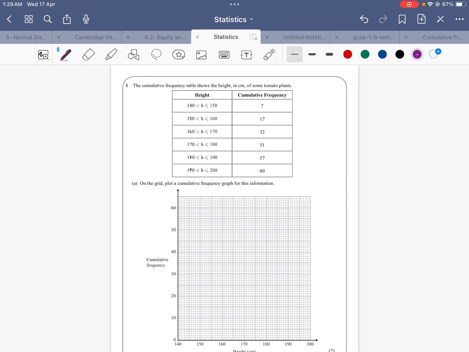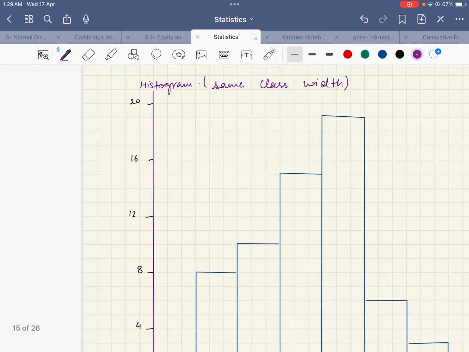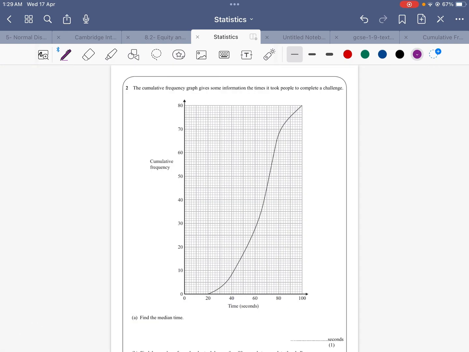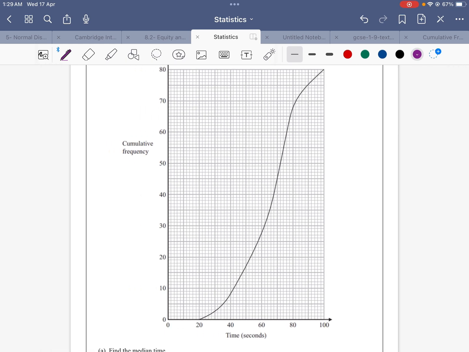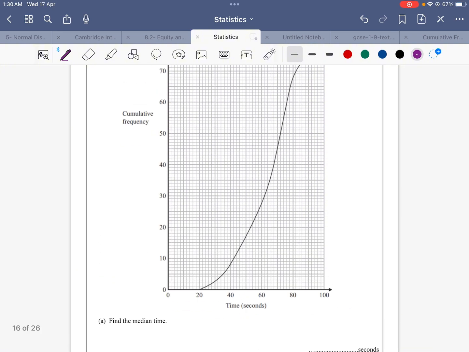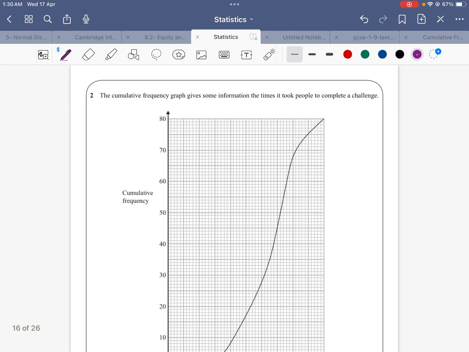Next one is cumulative frequency distribution. Cumulative frequency means added frequency. The cumulative frequency curve will look something like this. Why? Because cumulative frequency is always increasing, as previous frequencies are added to form the cumulative frequency.